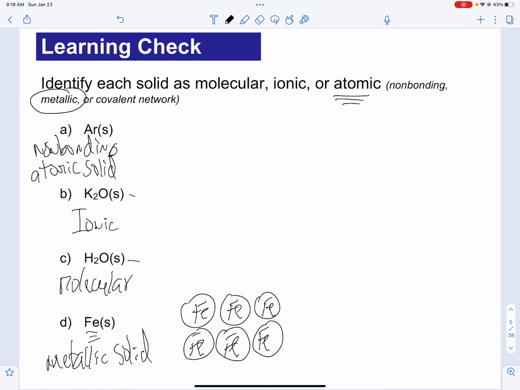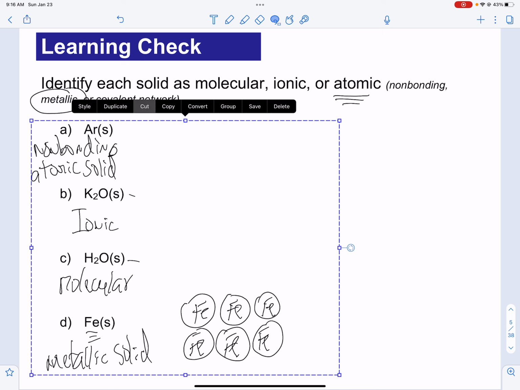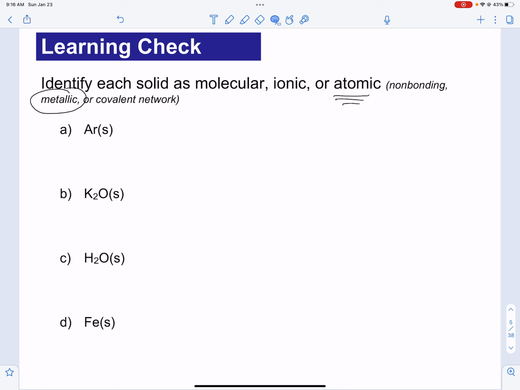So let's do a quick review. How do I know if I have a molecular solid? Well, you're going to have a molecule. What is a molecule? Two or more atoms bonded together. And if they're bonded together, that means that they are covalent, like water or something like that. What about an ionic solid? In an ionic solid, you're going to need a metal with a non-metal.